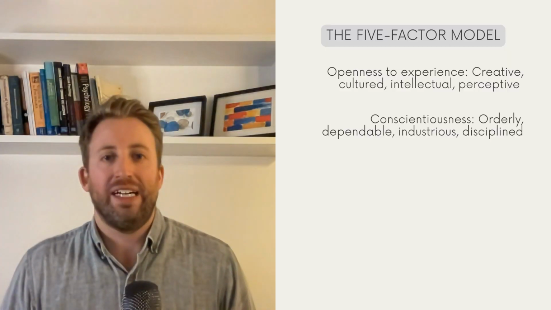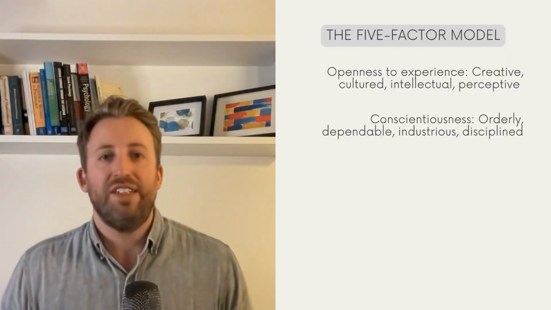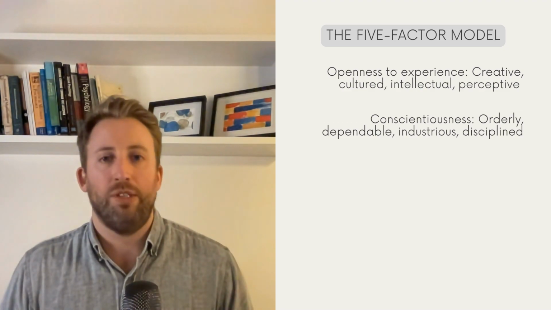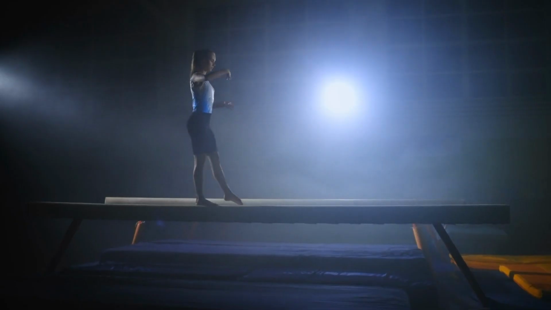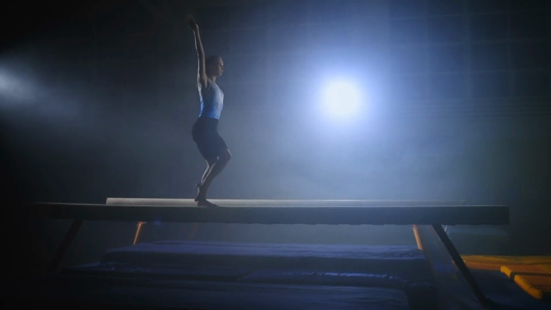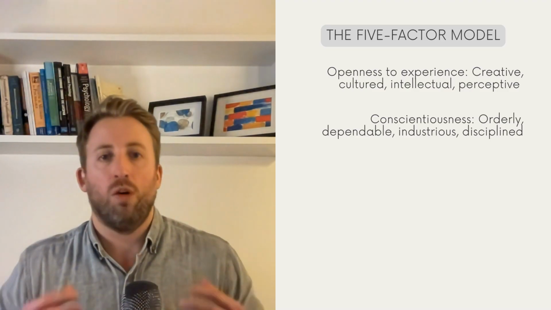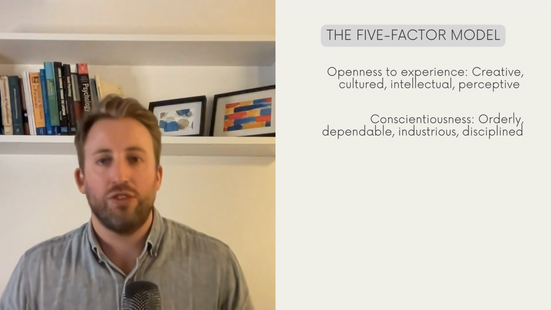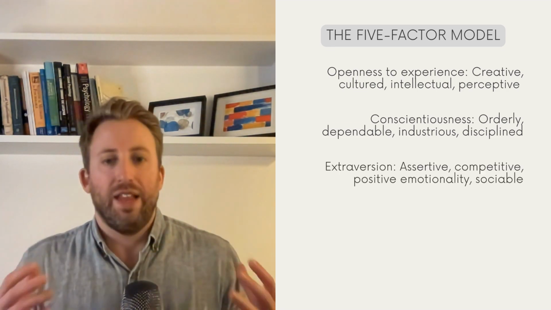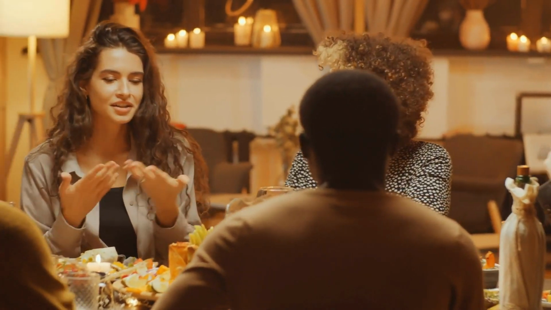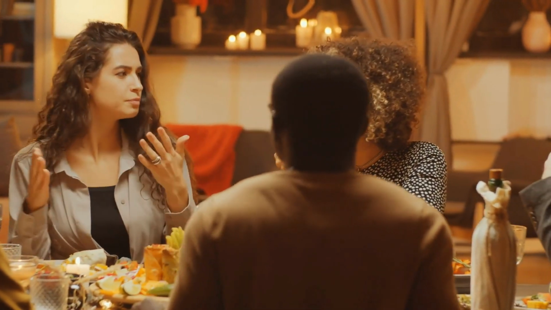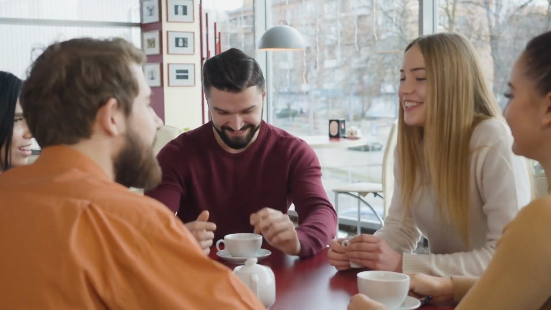A second factor is conscientiousness. These individuals epitomize reliability. Whether it's a project at work or a commitment in their personal life, they exhibit discipline and diligence. Conscientious people are orderly, dependable, industrious, and disciplined. There's also extroversion. Extroverts are often charismatic, gravitating towards social activities and teamwork. They are assertive, competitive, they radiate positive emotions, and are innately sociable.